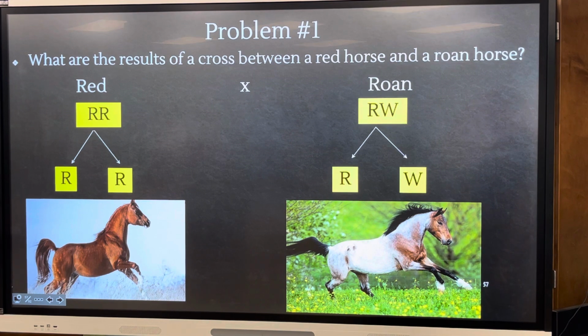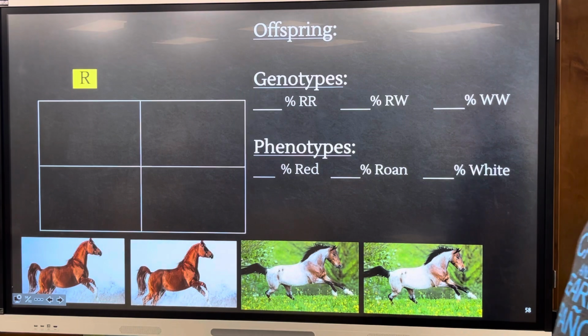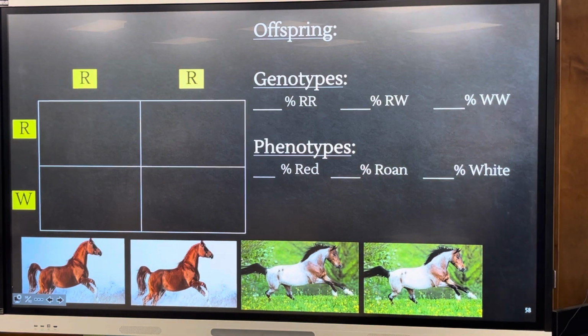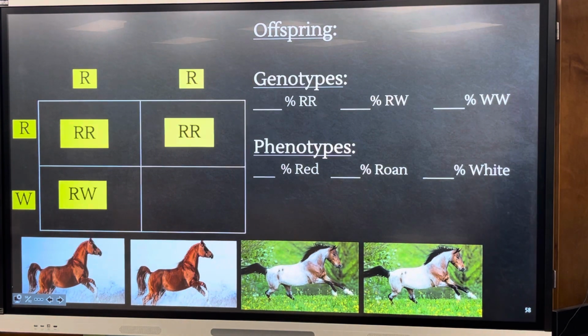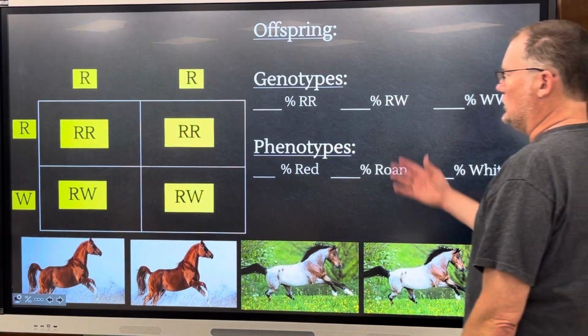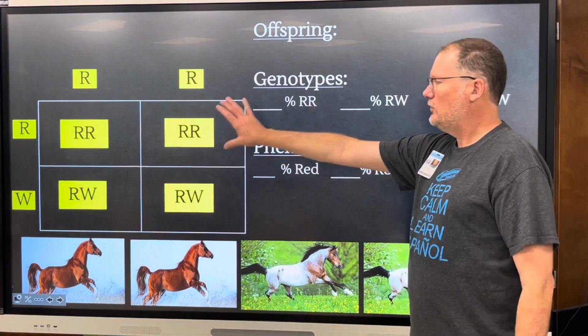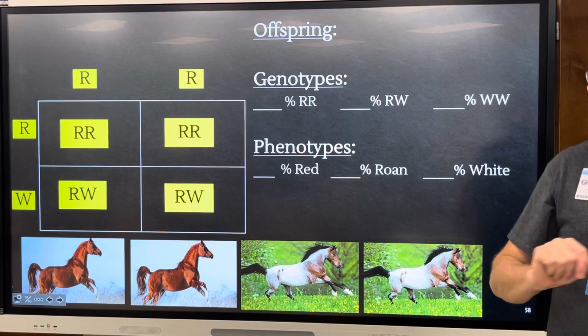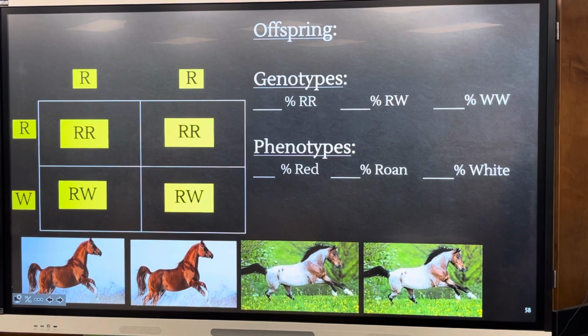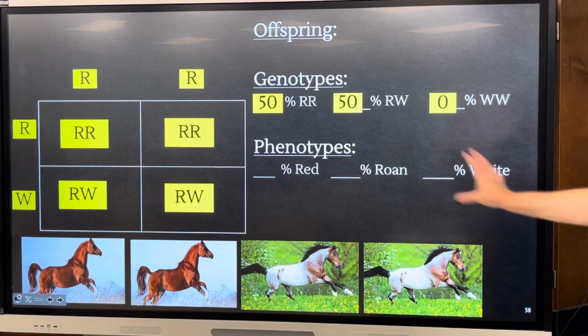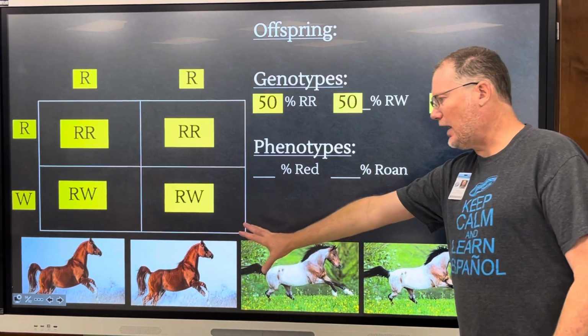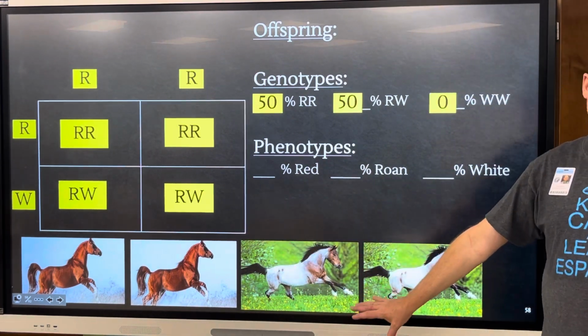So plug these into the Punnett square at the right of the page, and you will get the results. So the genotypes are 50-50, right? 50-50, 0. No white babies. All red, all roan.